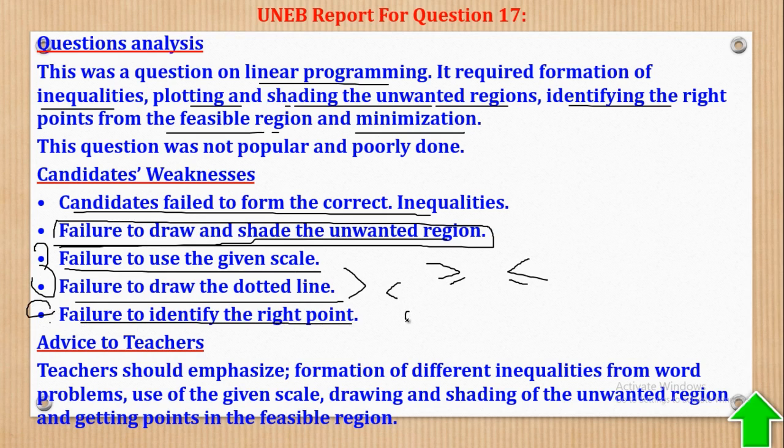Then another one is failure to identify the right point. So failure to identify the right points in the feasible region, that is also a problem. Hope you have understood. For you to identify the correct point, you have to draw a table for the output, one having the coordinates, then the values, the working, and also the output. In this output is where we can easily get the correct point which is required.